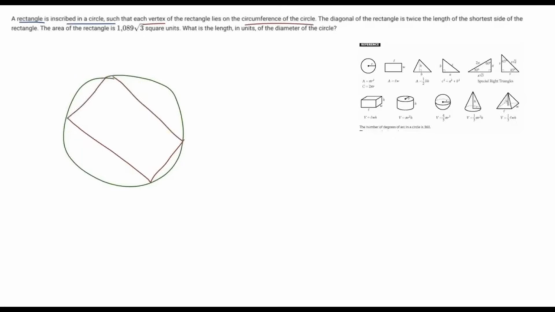So there's our drawing. It says the diagonal of the rectangle is twice the length of the shortest side of the rectangle. All right, let's draw that in. The diagonal, going across from one corner to the other, is going to be twice the length of the shortest side. So this right here is our shortest side, and let's label that X. It's twice the length, so we can call the diagonal 2X. The area of the rectangle is 1089 times square root 3 square units. What is the length in units of the diameter of the circle?